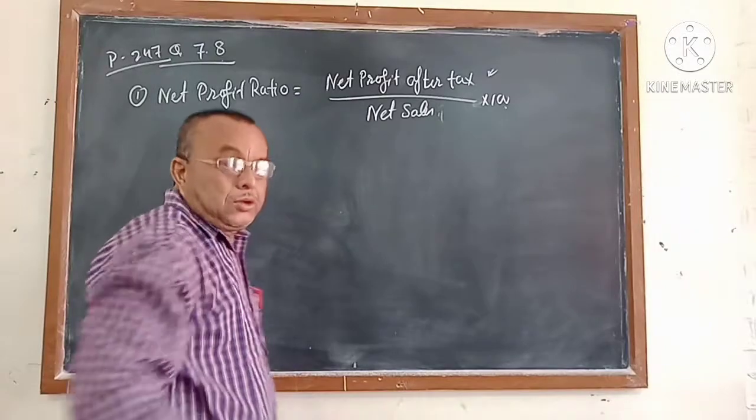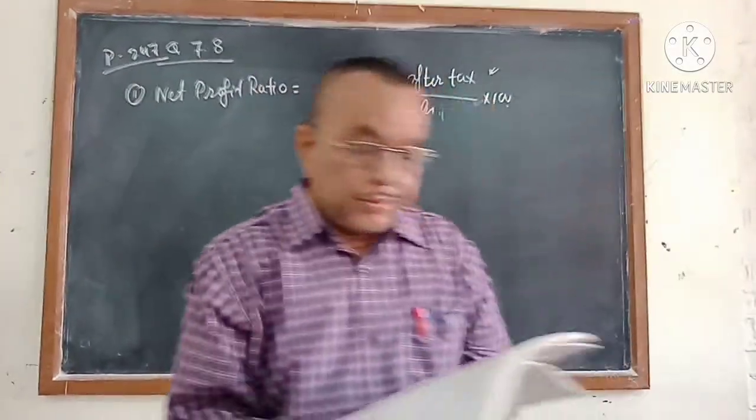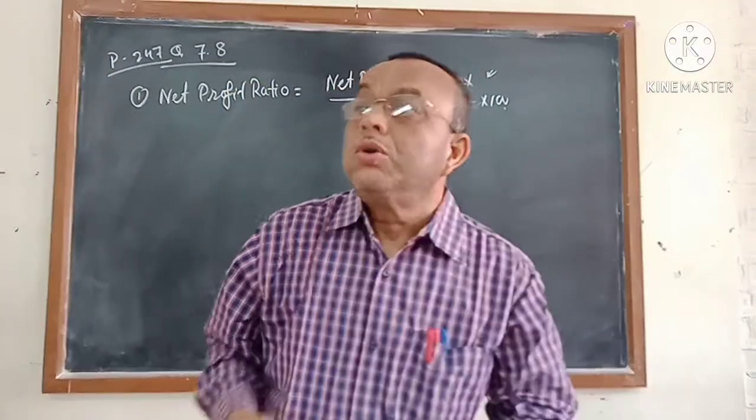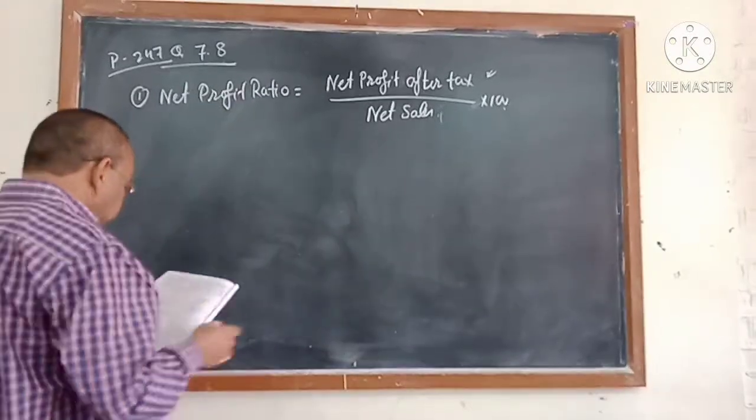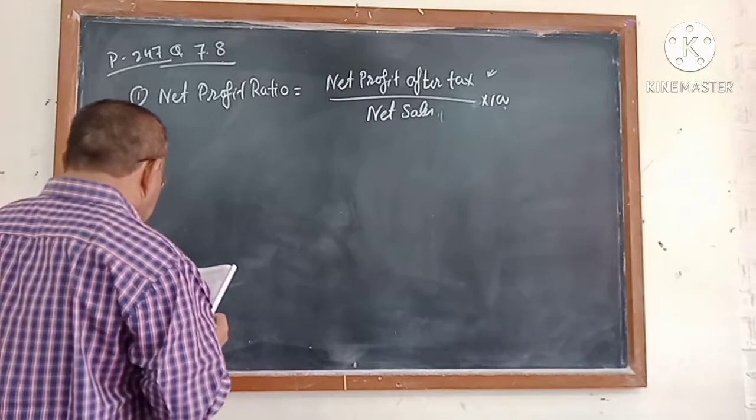So let us see what is given in this question on the basis of that. First, what we will do? First, we will add the income, all the income. So let us start the income.